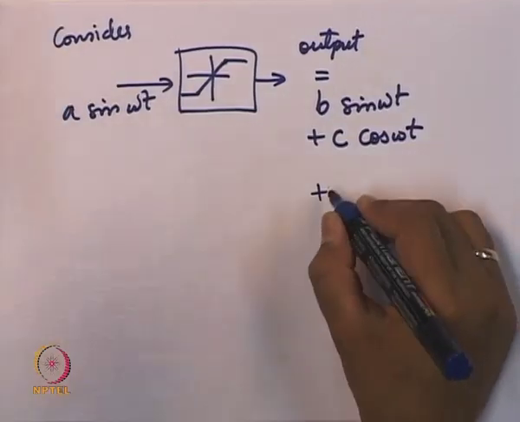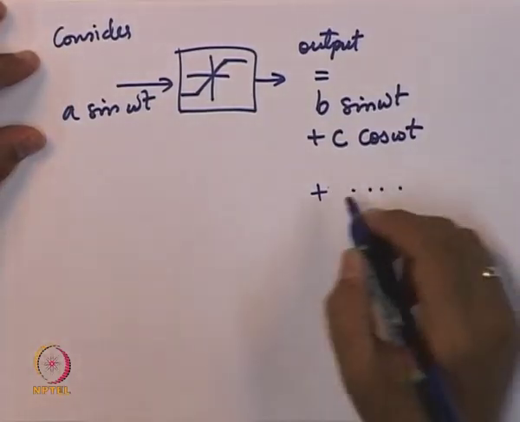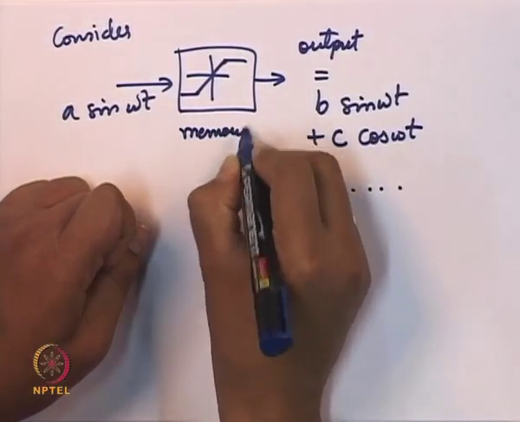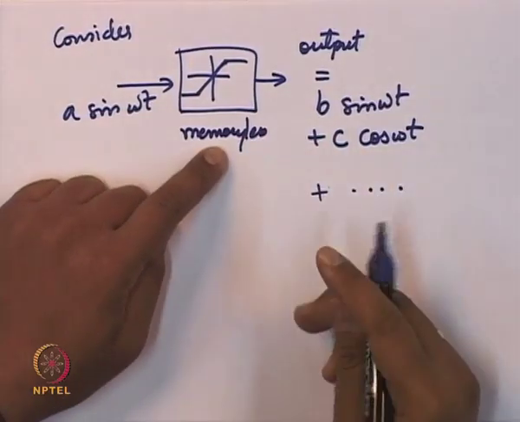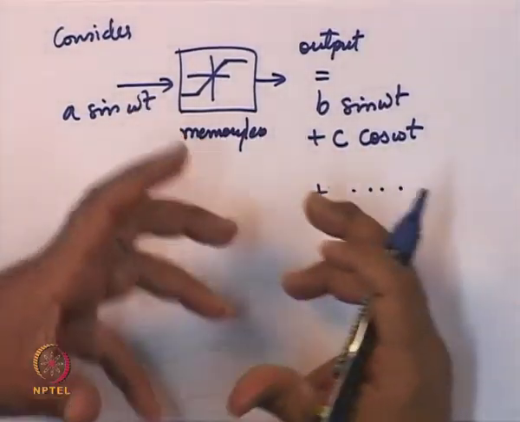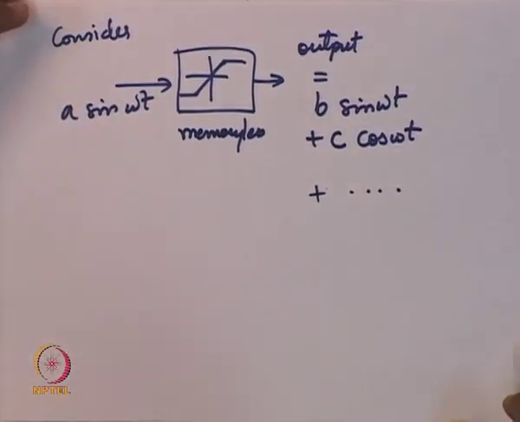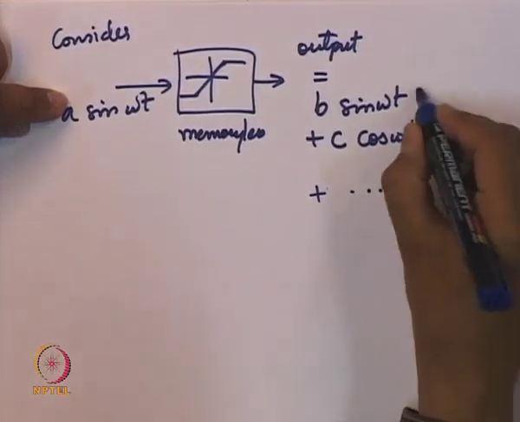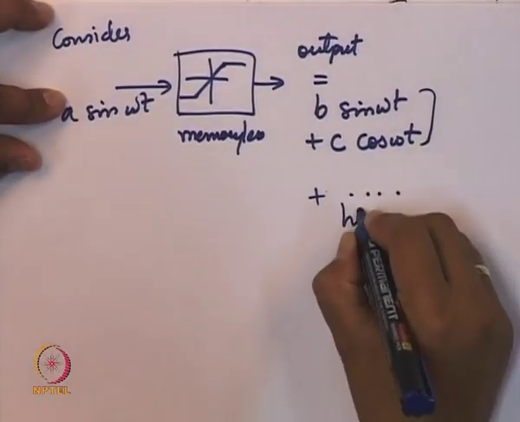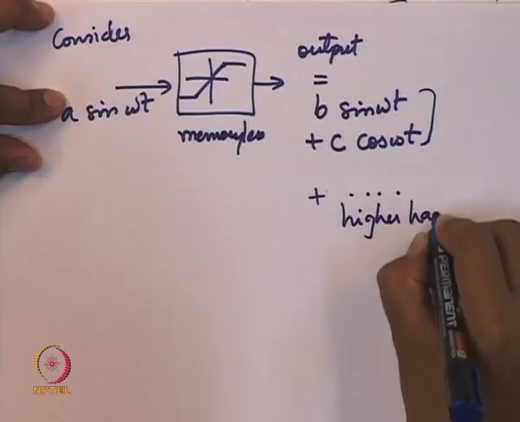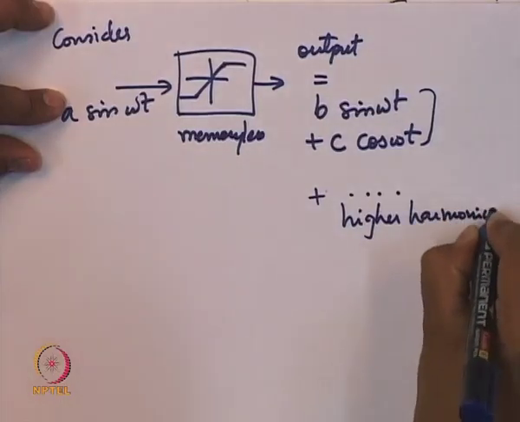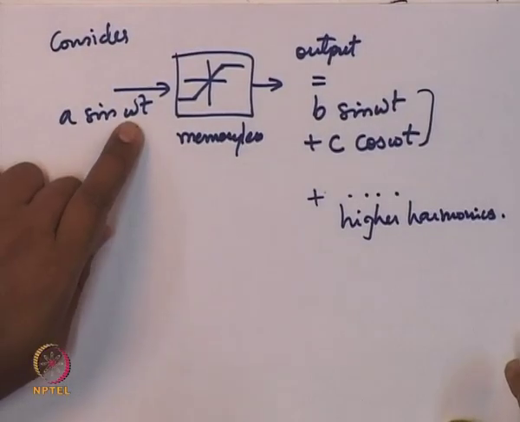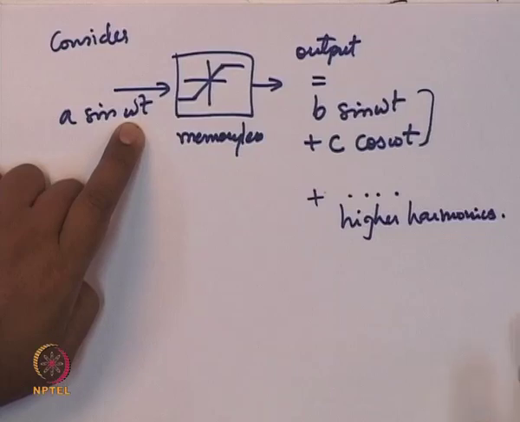What are these many more? Are these transients? No, this is memoryless. We can have transients only when the system has memory, where it takes some time for the output to stabilize to the input. But here, suddenly you start this and suddenly the output comes to something, which may not be exactly this; it has something more, plus higher harmonics. This is also missing in linear time invariant systems. In linear time invariant systems, the forced part has only the input frequency. It does not have higher harmonics or subharmonics.